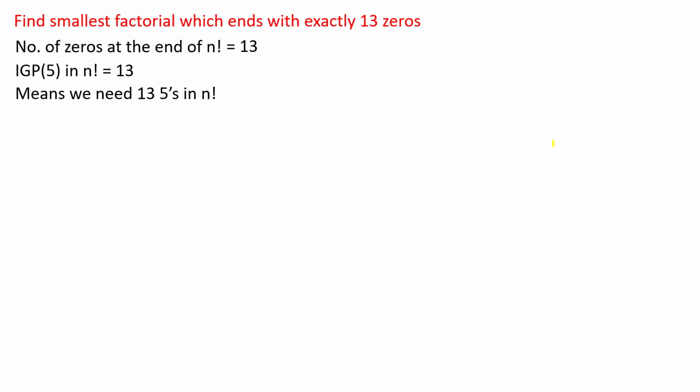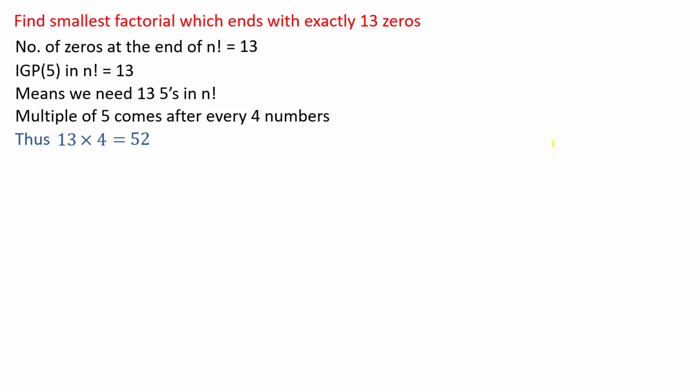So for that, what we need to do is multiply 13 by 4. We will get 52. It doesn't mean 52 factorial is our answer. Our answer is going to be nearby 52 factorial.